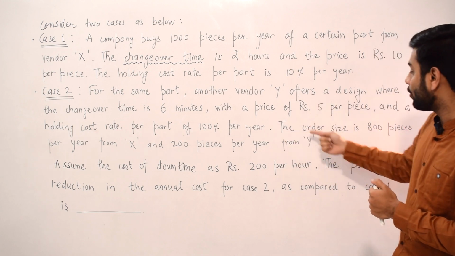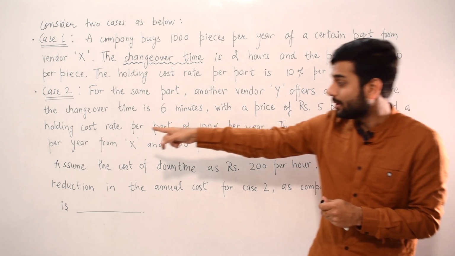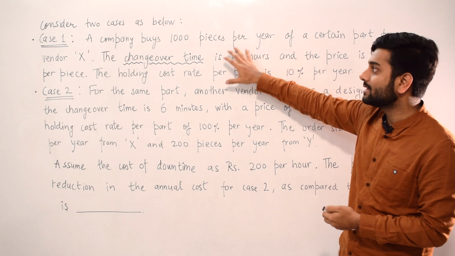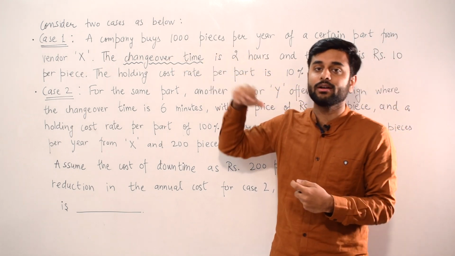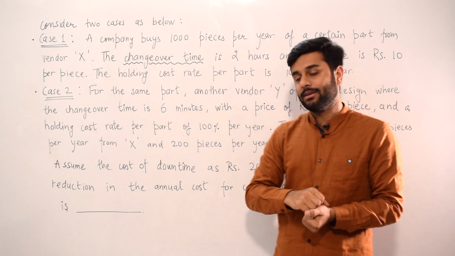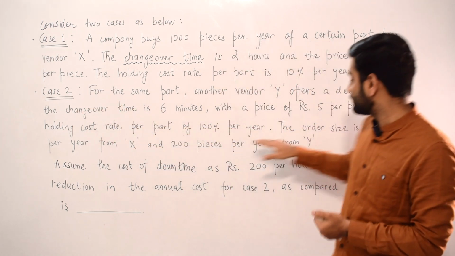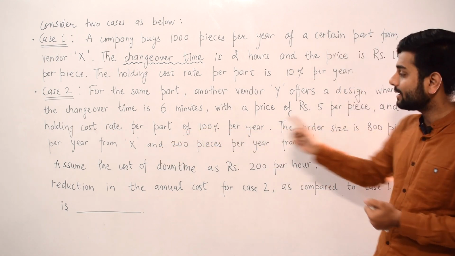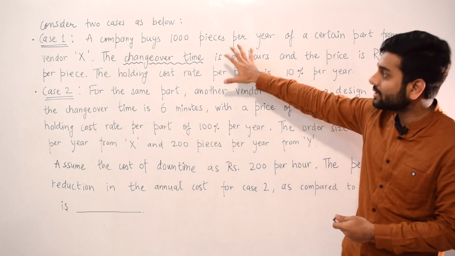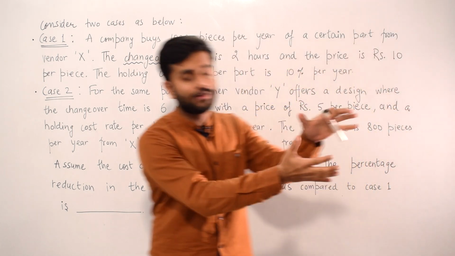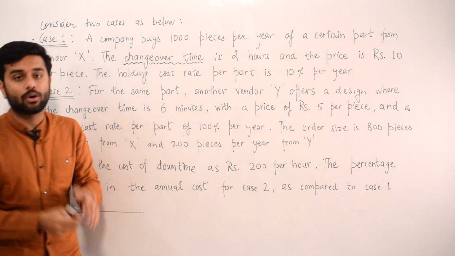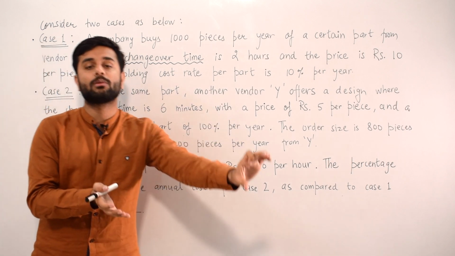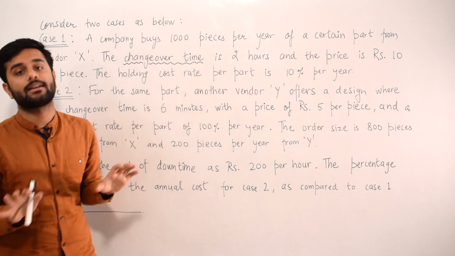It says that the order size is 800 pieces per year from X and 200 pieces per year from Y. So in the first case, the whole 1000 pieces were being ordered from vendor X, but in case 2, 800 of them are being ordered from vendor X and the rest 200 are ordered from Y. So 800 plus 200 is still 1000. In the first case, you are ordering 1000 pieces from vendor X. In the second case, you are ordering 800 of those 1000 from X and 200 of those 1000 from Y. These are the two different cases.